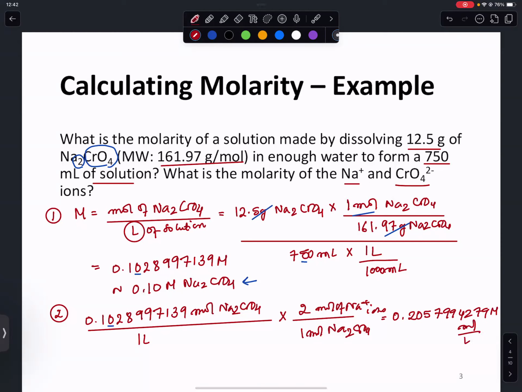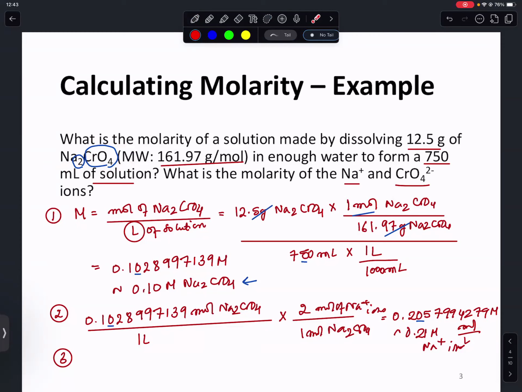And again, I'm sticking with the number of sig figs, so we have here 2 sig figs, so it will be 0.21 molar of sodium ions. Okay, now the third step is, we're going to do the same exact way to calculate the molarity of the chromate ions. Okay, so for the molarity of the chromate ions, note that for every mole of sodium chromate, I have only 1 mole of chromate ions.